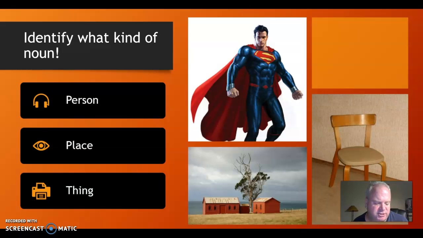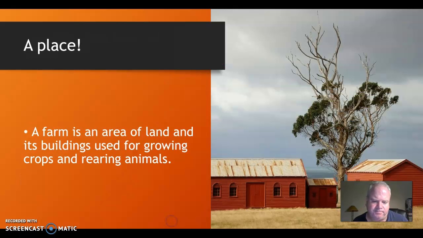Look at our second picture below the first. Is it a picture of a person, place, or a thing? A farm is a place. A farm is a place of land and buildings used for growing crops and raising animals, so our second picture of a noun shows a place.